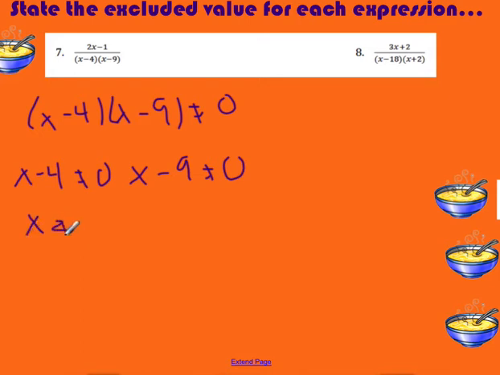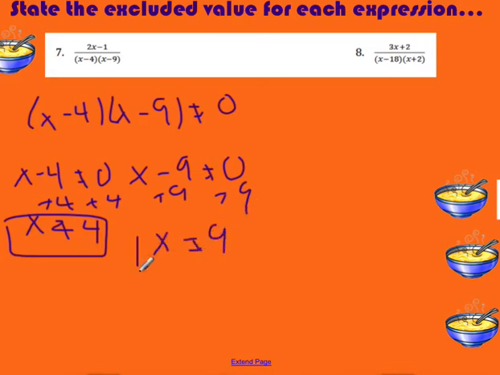So here we're going to add 4 to both sides. So x cannot be 4. That's one of our answers for number 7. And then here we're going to add 9 to both sides. And also x cannot be 9. Okay, so that's our final answer for number 7. Let's take a look at number 8.